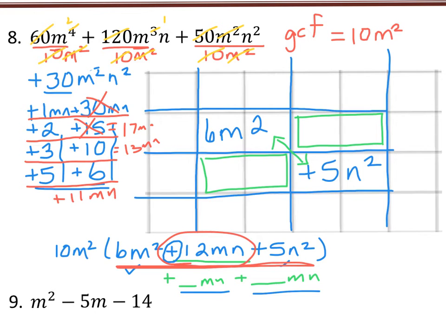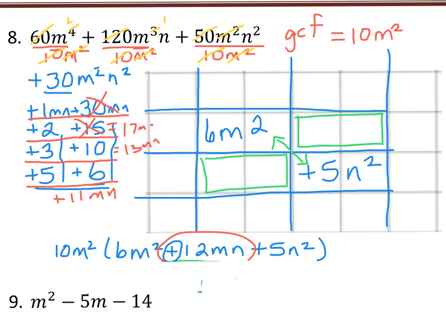final factorization is going to be what we had before we tried to factor that. So our final factorization here is actually what we have here.